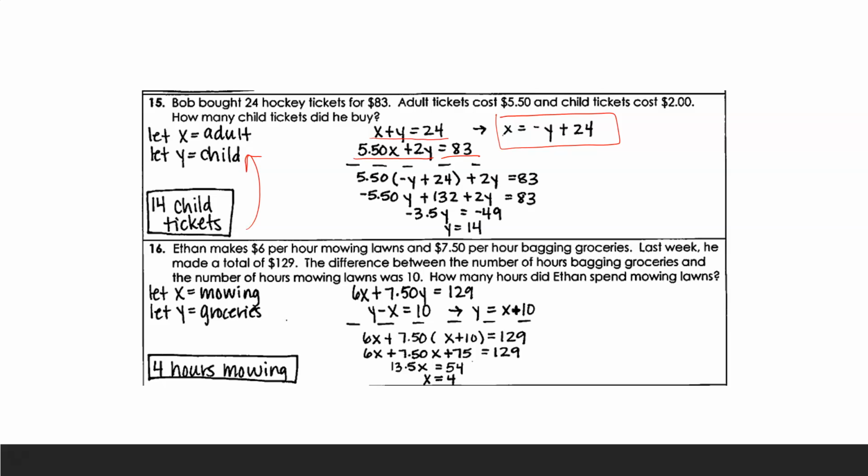16, Ethan makes $6 per hour mowing lawns and $7.50 per hour bagging groceries. Last week, he made a total of $129. The difference between the number of hours bagging groceries and the number of hours mowing lawns is 10. That's right here. Here's how much money he made total.